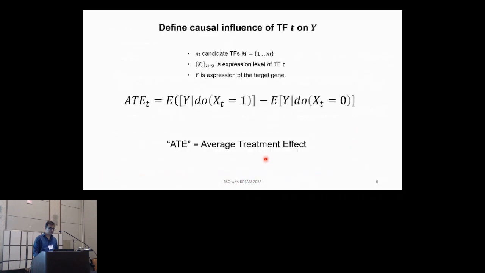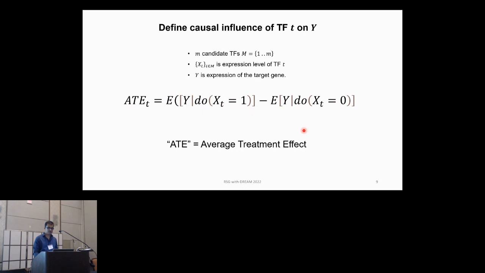So let's talk about that causal interpretation. Say we have candidate transcription factors 1 through M, and X_T represents the expression of TF T, while Y is the target gene expression. The causal definition of the TF's influence is the average treatment effect, or ATE, defined using Pearl's do operator as the expected gene expression if we set the TF level to on minus the expected gene expression if we set the TF to off.